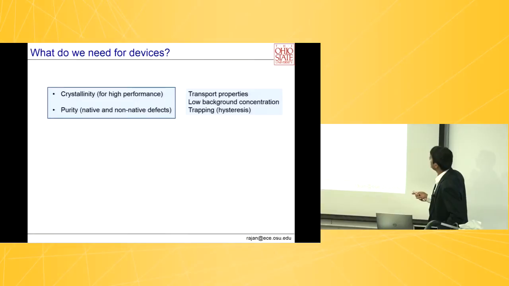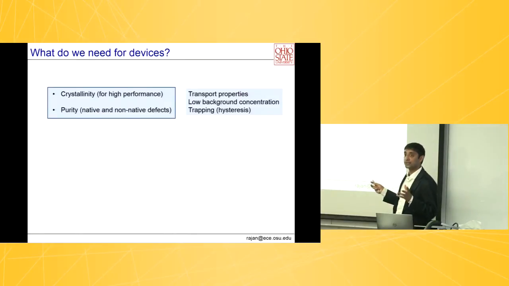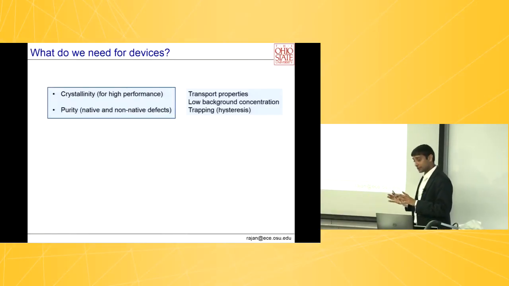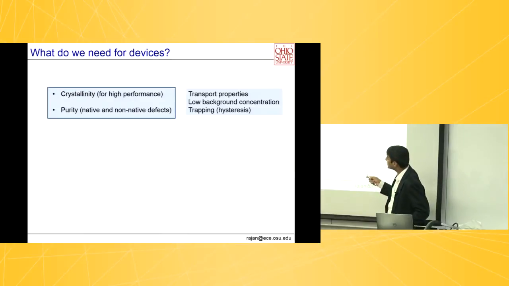So first is crystallinity for high performance. For low performance, flexible may not be important. But for high performance devices, I think we want crystalline films, completely crystalline. And that'll give us good transport properties. And we want purity. So we want low native and low non-native defects. That'll give us low background concentration, no trapping effects, those kind of things, right? And so this is very important.